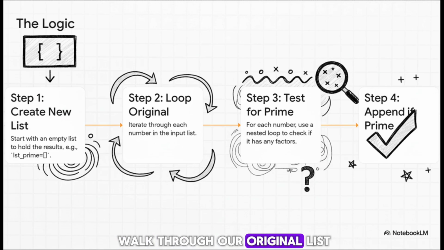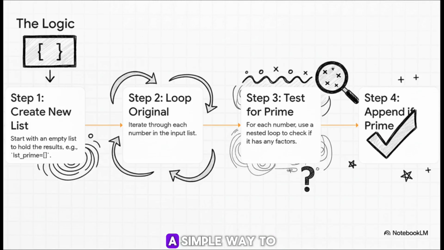Then we walk through our original list. For every single number, we have to test it. Is it prime? A simple way to check is to try dividing it by every number from 2 up to about half its value. If we find even 1 number that divides it perfectly, we know it's not prime, and we can just break our test and move on. But if that inner loop finishes its entire run without ever finding a factor, then we know it's prime, and we can add it to our new list.